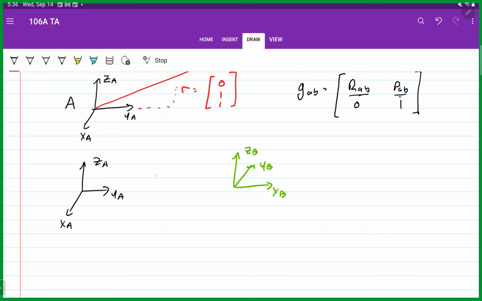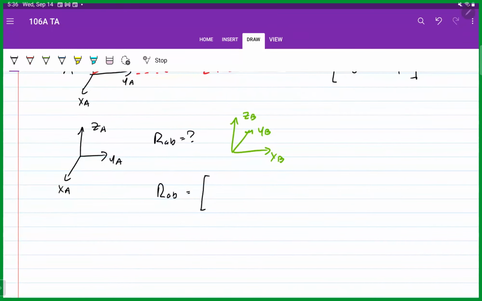So how do we find the rotation matrix RAB? We go back to the definition of a rotation matrix. It tells us that the first column will be the first basis vector of frame B as seen from frame A, the second column is the second basis vector, YB, as seen from frame A, and finally we have ZB as seen from frame A. This is a good method to use. This definition is very handy, especially for simple rotations, when it's very easy to tell what these vectors look like from frame A.